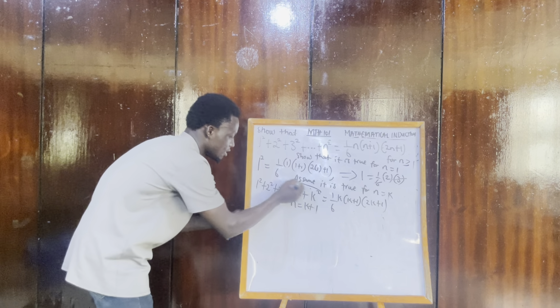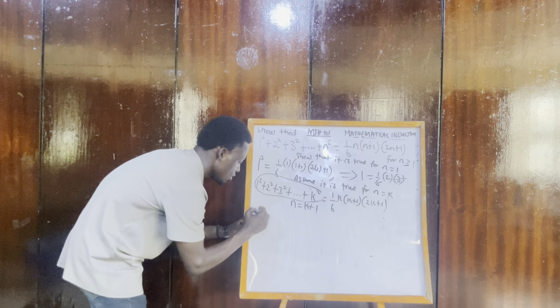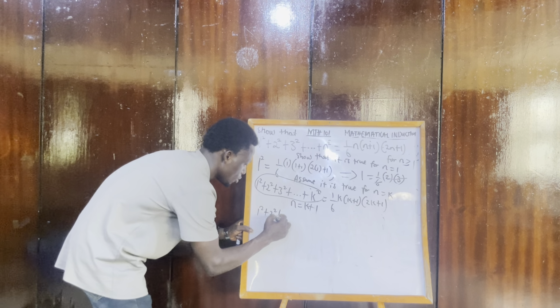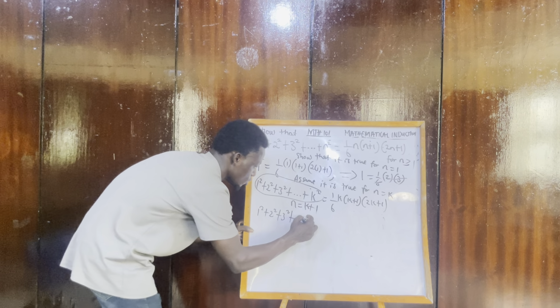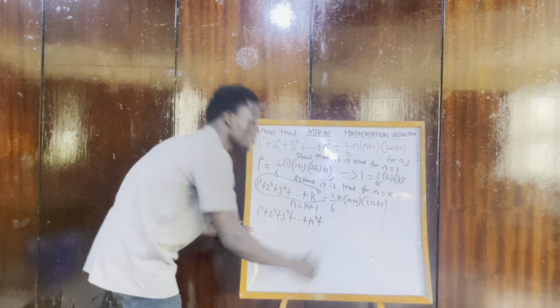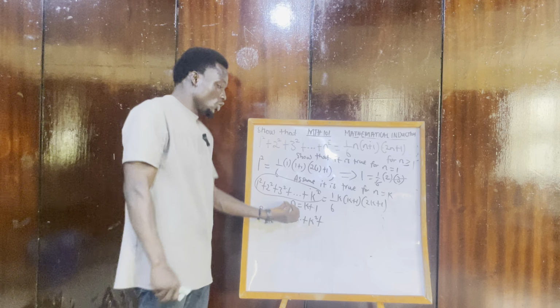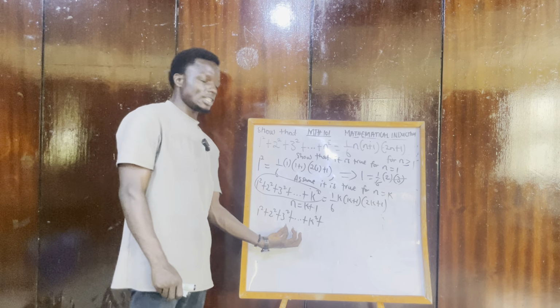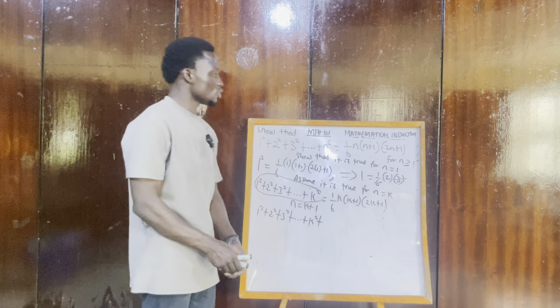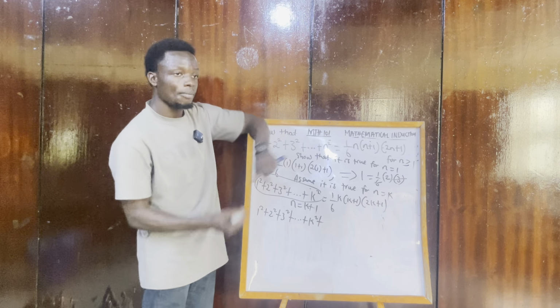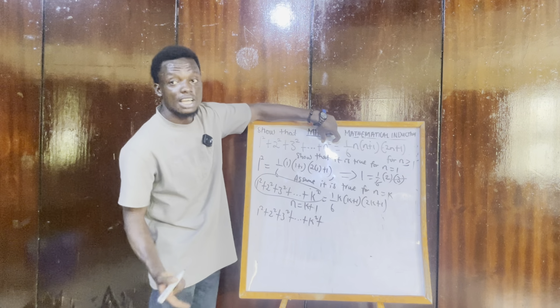So here you are going to write the first k terms first: 1 square plus 2 square plus 3 square plus dot dot dot plus k square, plus the k plus 1 term. This is the first k terms. We are dealing with the summation of the first k plus 1 terms. Now the k plus 1 term will be in the form of the last term here. The last term in the question is n square.